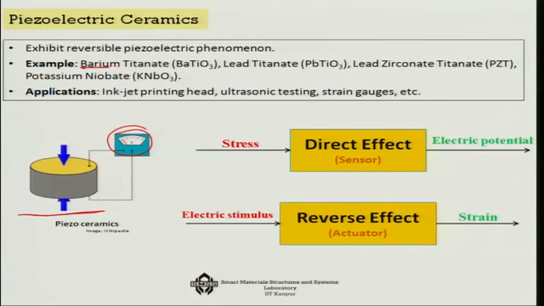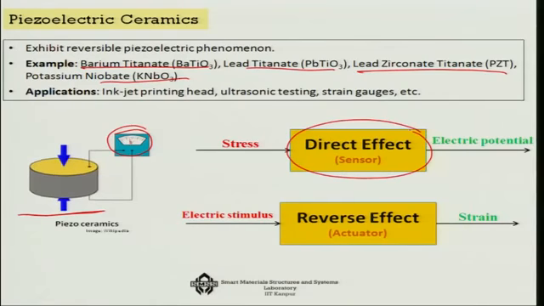For example, barium titanate, lead titanate, lead zirconate titanate or potassium niobate are materials where this effect is very predominant. There are two types of piezoelectric effects in these ceramics. One is the direct effect, which is used for sensor making, like in many of your cameras: if there is a stress, then an electric voltage is generated in the system. And the other is the reverse effect.